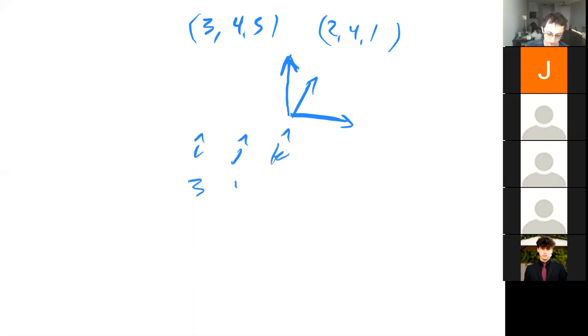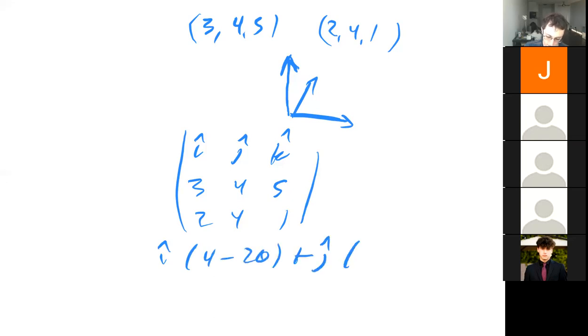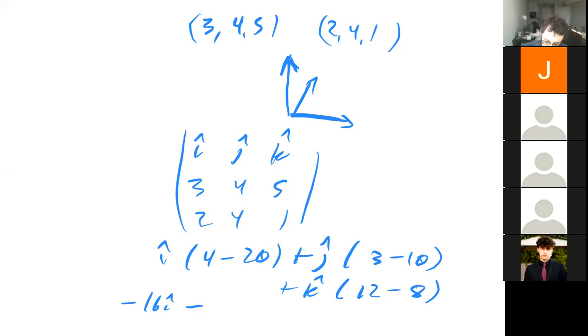So if we cross 3, 4, 5 with 2, 4, 1, then we end up getting i hat times 4 minus 20, plus j hat times 3 minus 10, plus k hat times 12 minus 8, okay? And that gives you minus 16 i hat plus, minus 7. Wait, I dropped a minus sign, I'm sorry. So it should be minus j, right? So plus 7 j hat plus 4 k hat, okay?